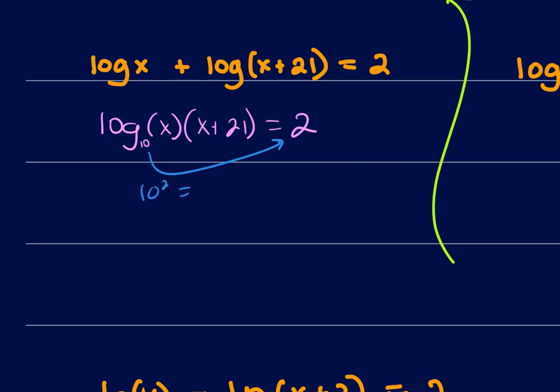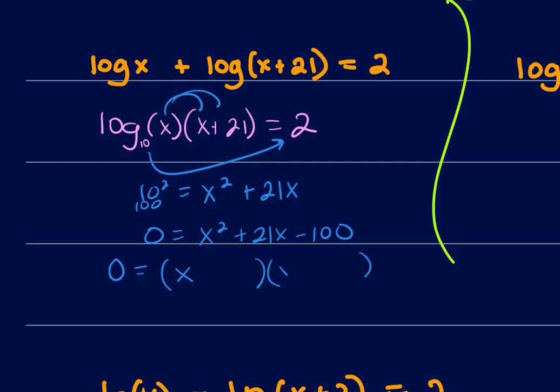10 to the second would equal, I'm going to distribute the x at the same time, so x squared plus 21x. And then this is 100. Subtract that 100, 0 equals x squared plus 21x minus 100. Are there factors of negative 100 that sum to 21? Yeah. What are they? 25 and 4. Positive 25, minus 4. And then we split and solve. x is negative 25. x is positive 4.